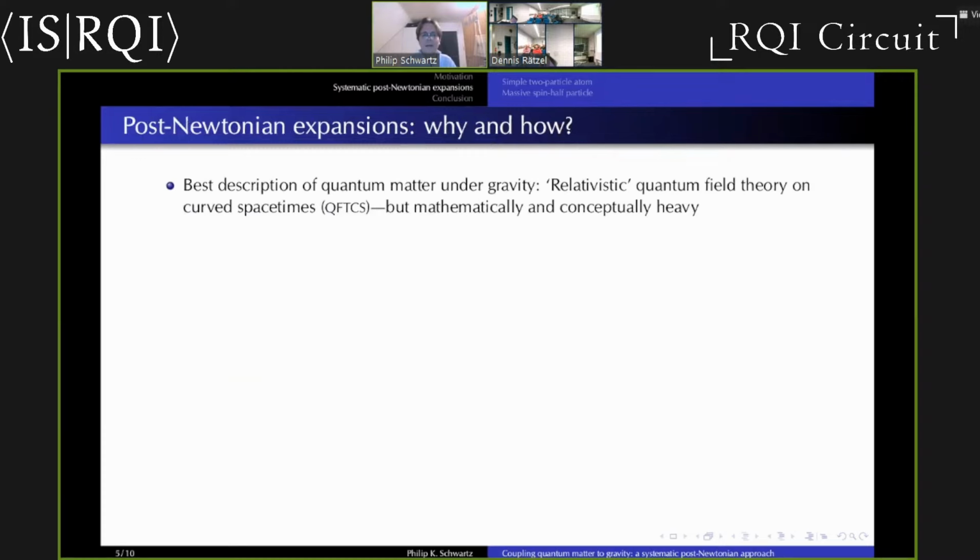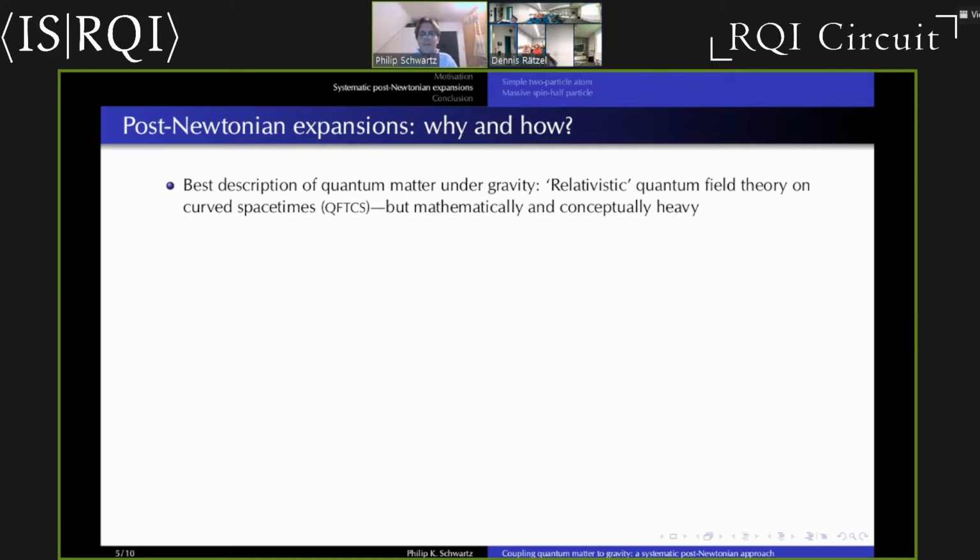So why and how do we do these post-Newtonian expansions that I mentioned? As was also mentioned a few times today, the best available description of quantum matter under classical background gravity is quantum field theory in curved spacetimes. But this is mathematically and conceptually kind of heavy, so the mathematically most rigorous way to do this is to use algebraic quantum field theory. And one can certainly do that. Christian has shown us how to do this for general linear electrodynamics, even not in a classical curved spacetime, but just with a constitutive tensor there. But it's still a very advanced framework.